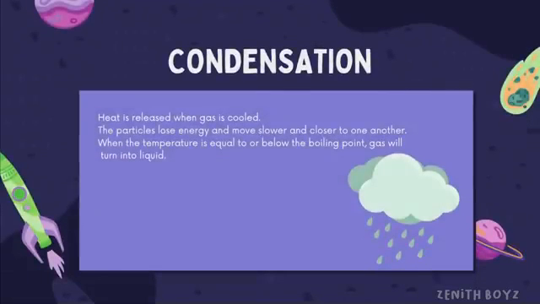Condensation. Heat is released when gas is cold. The particles lose energy and move slower and closer to one another. When the temperature is equal to or below the boiling point, gas will turn into liquid.